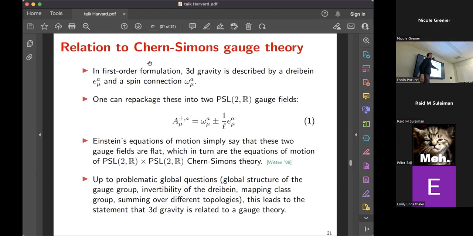There's a mapping class group action in gravity, but there's no mapping class group action in Chern-Simons theory. In gravity, we sum over different topologies. We don't sum over different topologies in Chern-Simons theory, and perhaps there are more problems. There's a mapping class group action, you just don't mod out by it. So in gravity we mod out by the mapping class group action, and in gauge theory we don't. If you don't know what that is, don't worry about it.